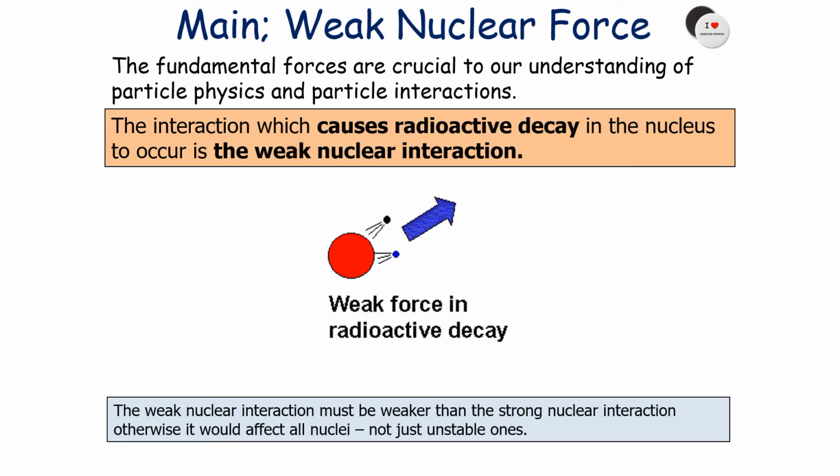Now, the interaction which causes radioactive decay in the nucleus to occur is the weak nuclear interaction. Now, the weak nuclear interaction is weaker than the strong nuclear interaction, otherwise it would affect all nuclei, not just the unstable nuclei.